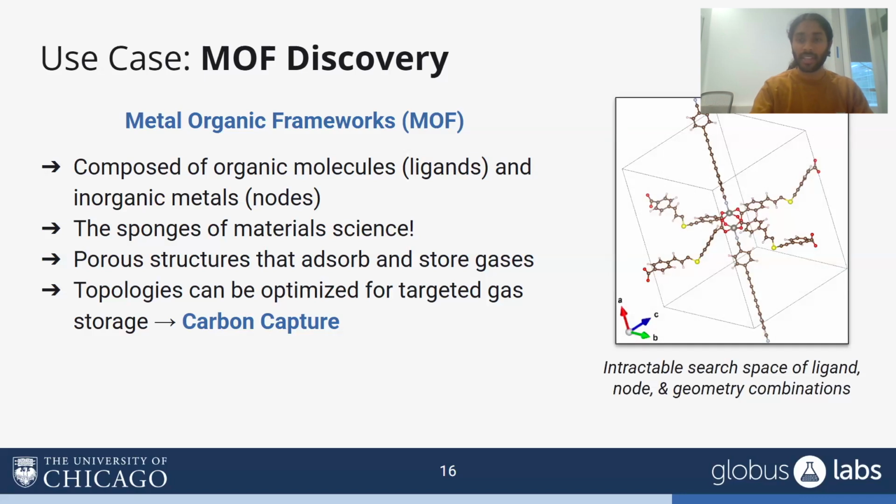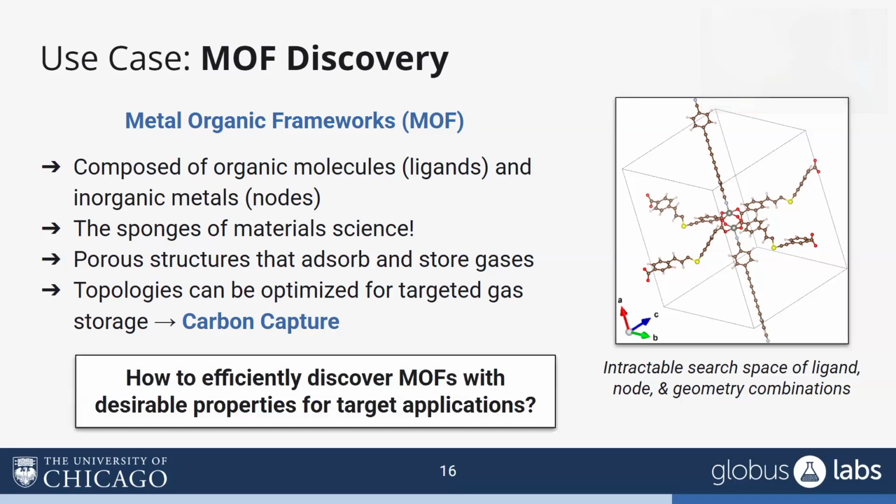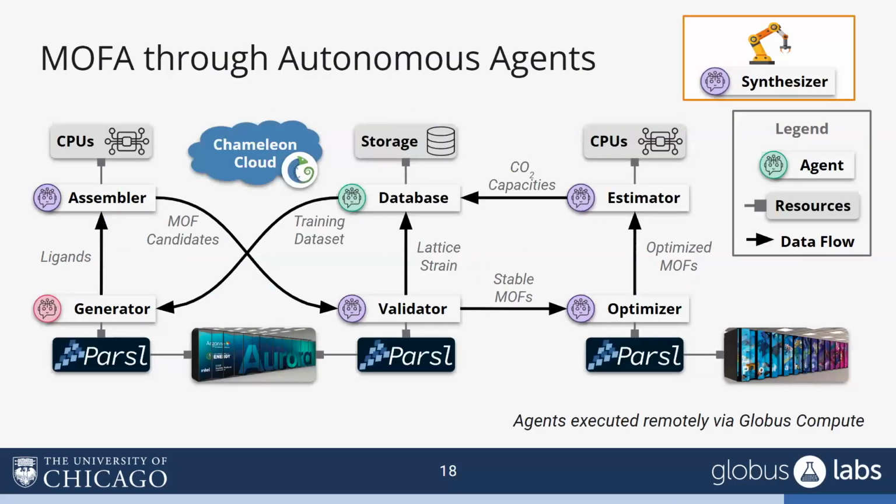So this is just a diagram of the MOF showing the nodes and the ligands that are used to make the sponge. And really what's important here is that the space of possible MOF combinations is intractable. So in order to design MOFs, you need a powerful computational search. So we built this application called MOFA using autonomous agents.